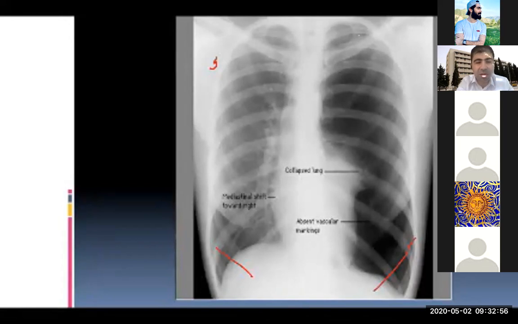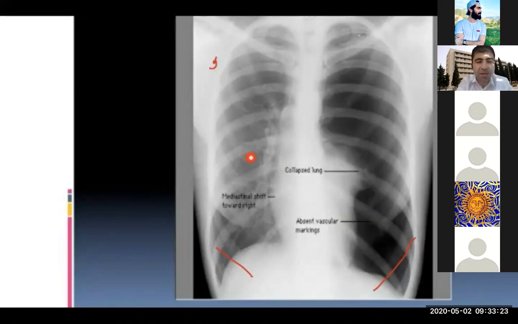So this is the lung only. This is the lung tissue, and all the pleural cavity is occupied by air. So this case is a tension pneumothorax. Why? Because there is shifting of the mediastinum. So all the heart and the mediastinum are shifted to the contralateral side, to the right side, and the diaphragm is pushed down, and the lung tissue is collapsed.